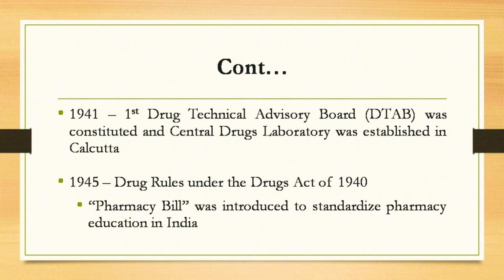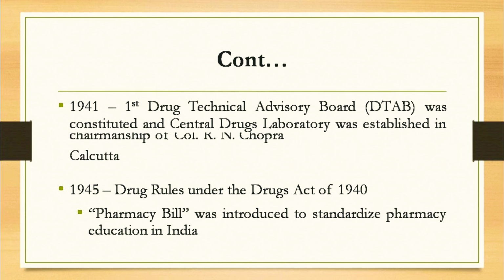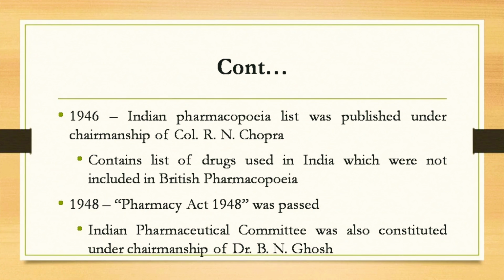So once the act related to drugs was passed, after 5 years, the rules of this act were introduced. Apart from this, we discussed previously the Drugs Bill. In the same way, the Pharmacy Bill was introduced in 1945 to standardize pharmacy education in India. In 1946, under the chairmanship of Colonel R.N. Chopra, the Indian Pharmacopoeia list was published.